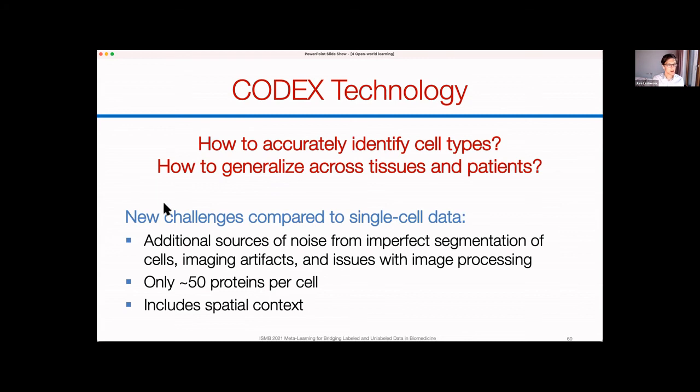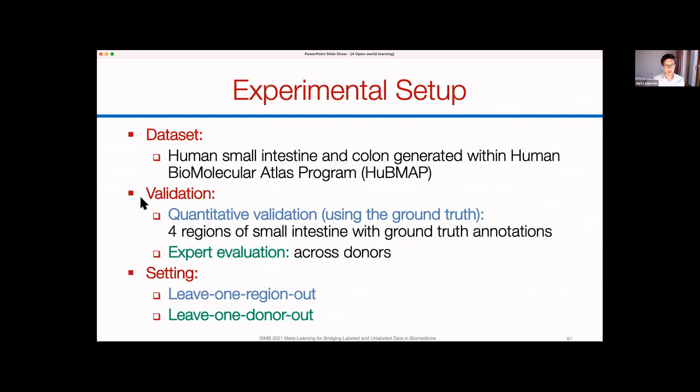We get additional sources of noise from imperfect segmentation of cells, and also imaging artifacts and issues with image processing. Again, we only get 50 proteins per cell, not 23,000. And we also have the spatial context, the spatial locations. As I said, the data sets are coming from human small intestine and colon, generated by the Human Biomolecular Atlas program, or HubMap program, that is run by Stanford University.